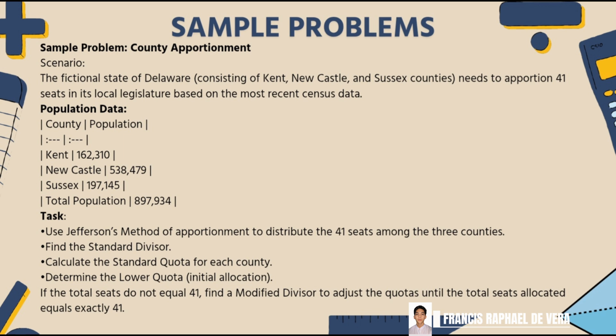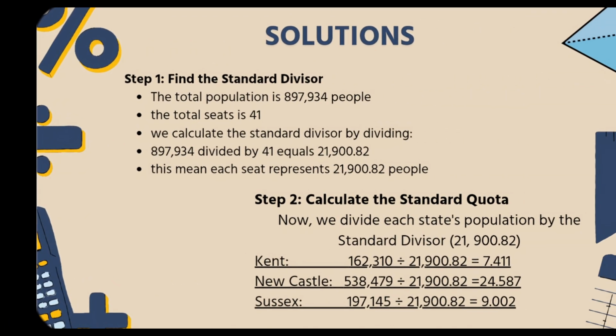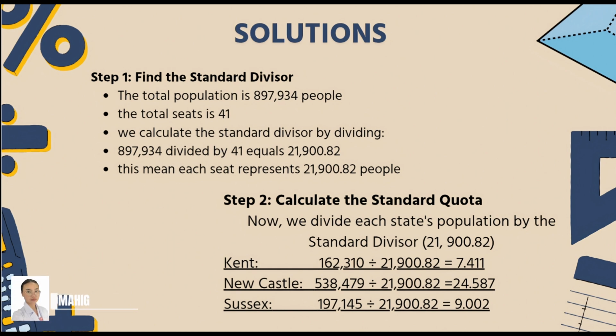Kent has over 162,000 people. Newcastle is our largest with over 538,000 people, and Sussex has about 197,000 people. Keep these numbers in mind as we head into the next calculations. Now let's move on to solutions.